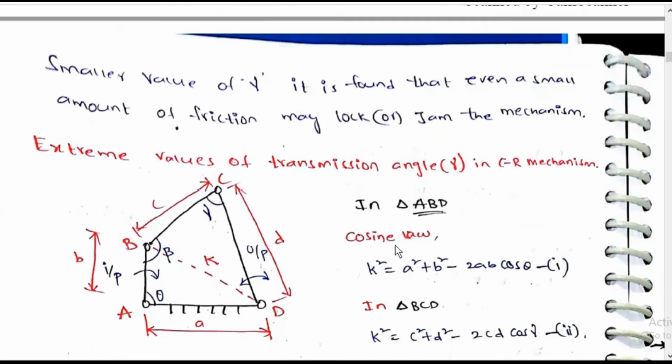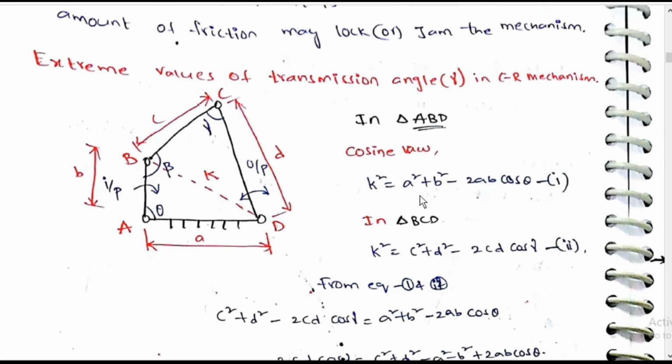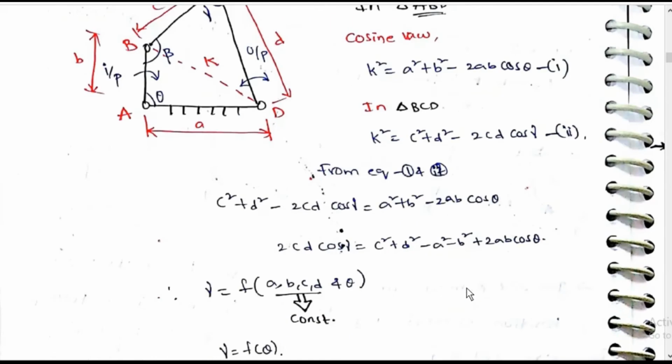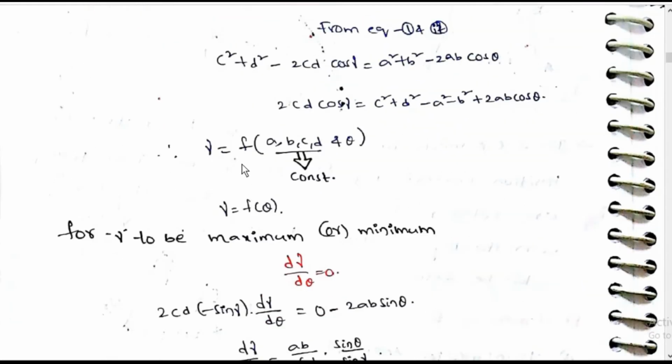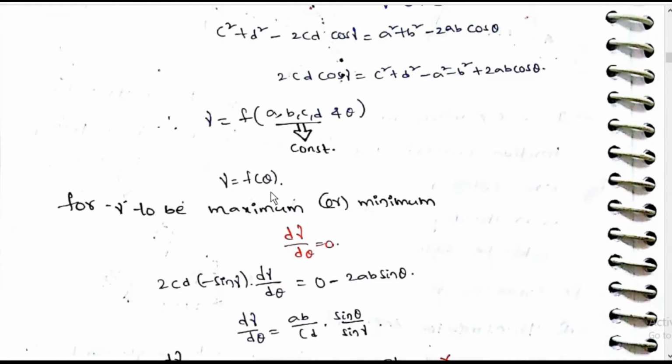In triangle ABD, by cosine law, k square is equal to a square plus b square minus 2ab cos theta. In triangle BCD, k square is equal to c square plus d square minus 2cd cos gamma. Equating 1 and 2, c square plus d square minus 2cd cos gamma is equal to a square plus b square minus 2ab cos theta. So 2cd cos gamma is equal to c square plus d square minus a square minus b square plus 2ab cos theta. Gamma is a function of a, b, c, d and theta; a, b, c, d are constants, so gamma is a function of theta.